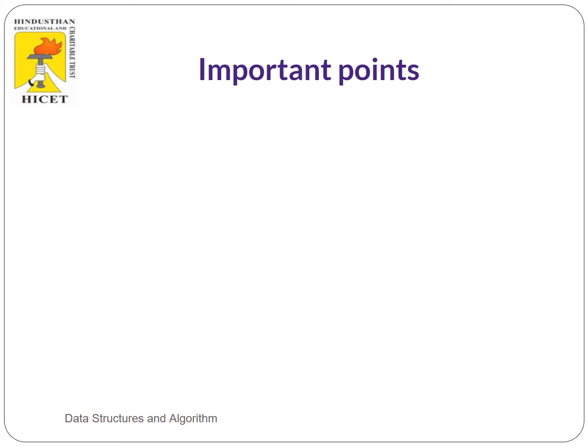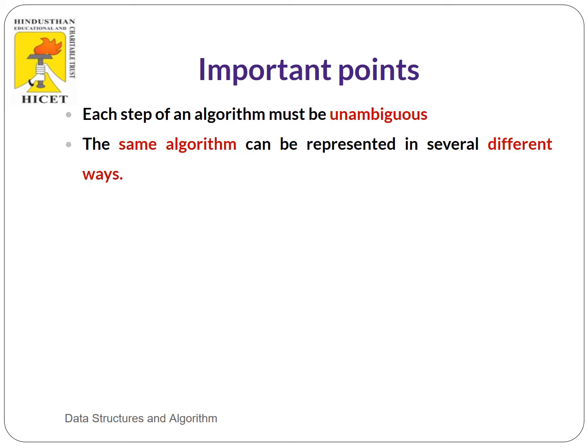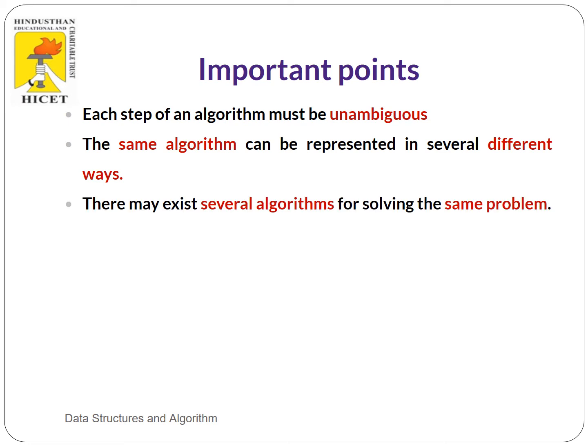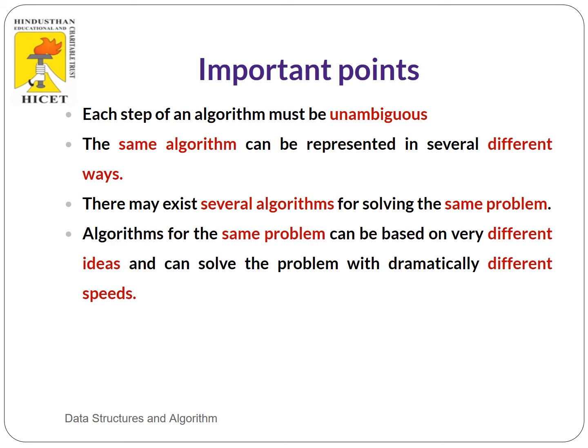The important points to be noted from the notion of an algorithm are: each step of an algorithm must be unambiguous. The same algorithm can be represented in several different ways. There may exist several algorithms for solving the same problem, which we have seen for finding the GCD of two numbers. Algorithms for the same problem can be based on very different ideas and they can solve the problem with dramatically different speeds.